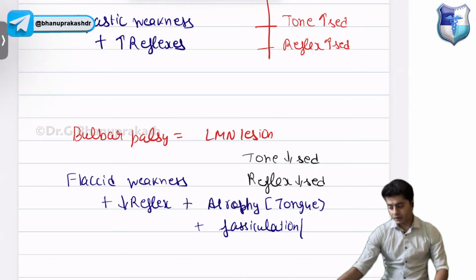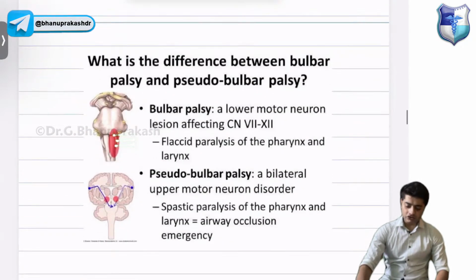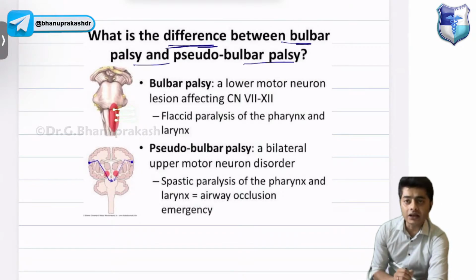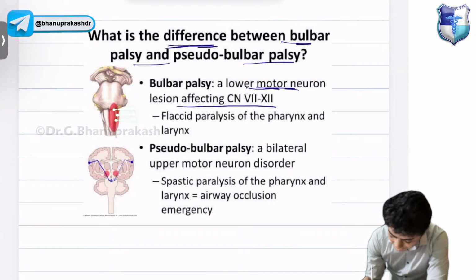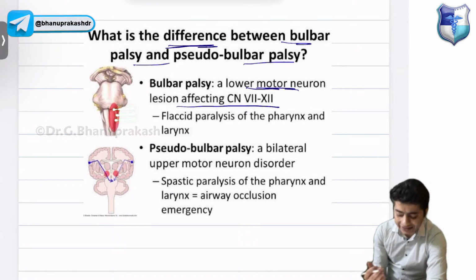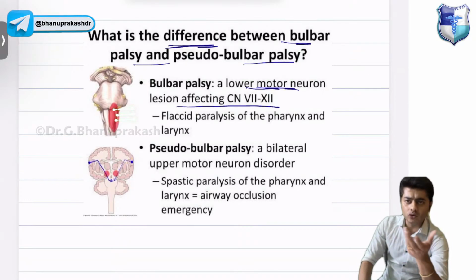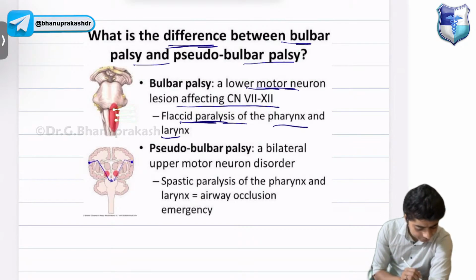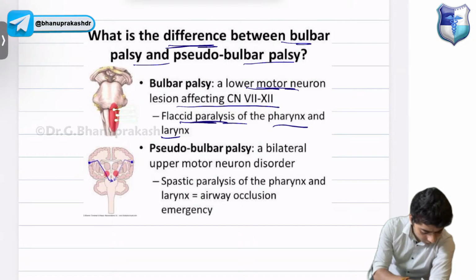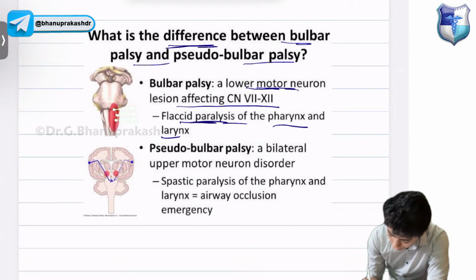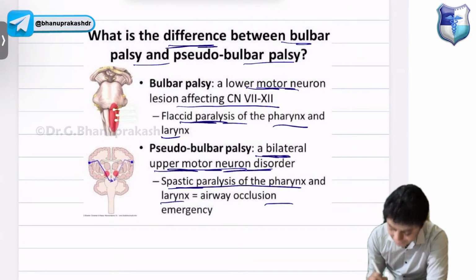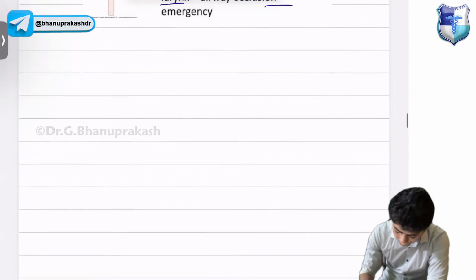Okay, everyone. Shall we move forward now? Now see, what is the difference between bulbar and pseudobulbar palsy? Bulbar palsy is a lower motor neuron lesion affecting cranial nerves, more precisely 9 to 12. Some books mention 8 to 12 also. There will be flaccid paralysis of the pharynx and larynx. Pseudobulbar palsy is a bilateral upper motor neuron lesion. There will be spastic paralysis of the pharynx and larynx.